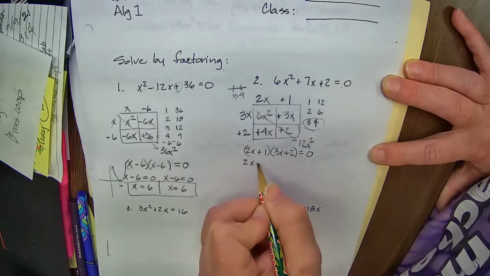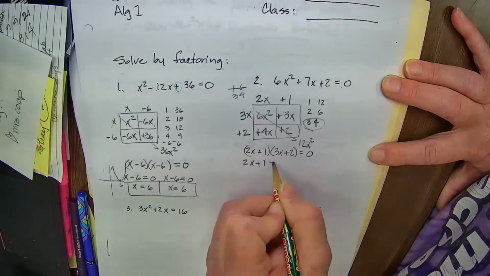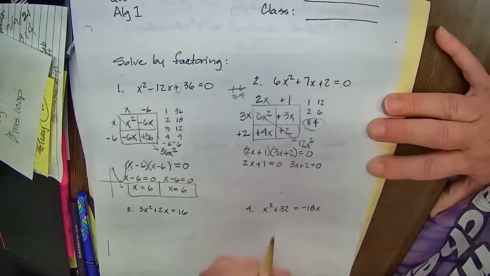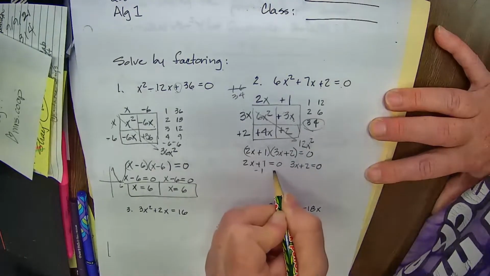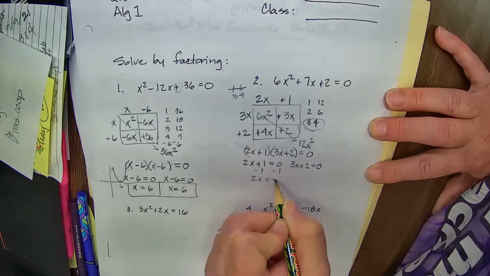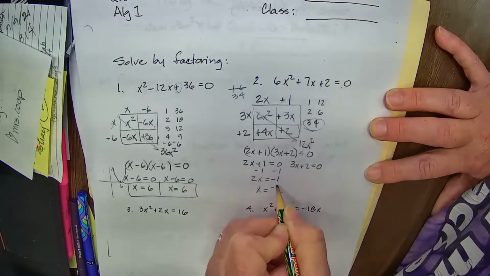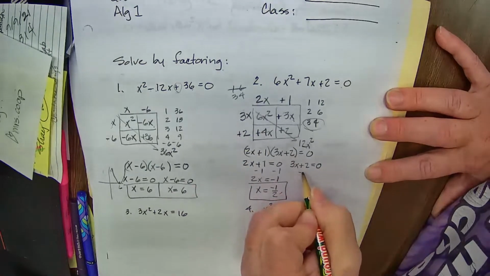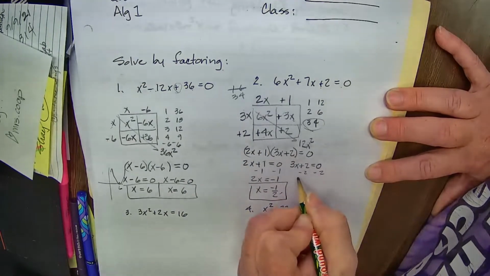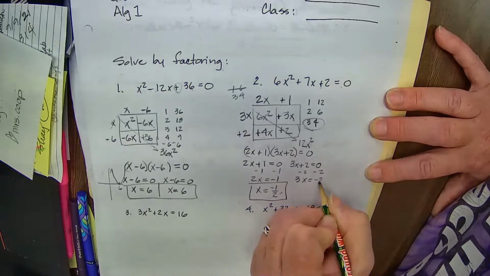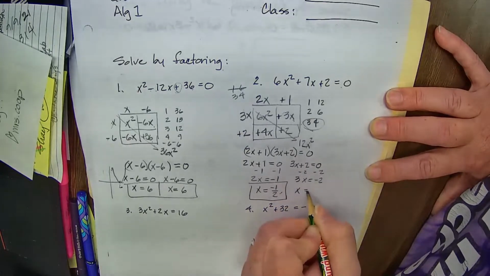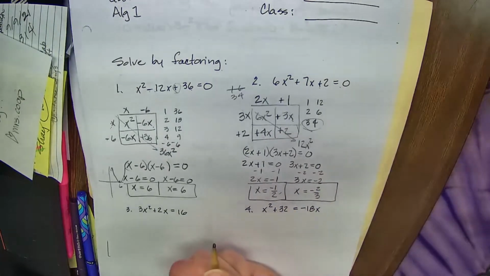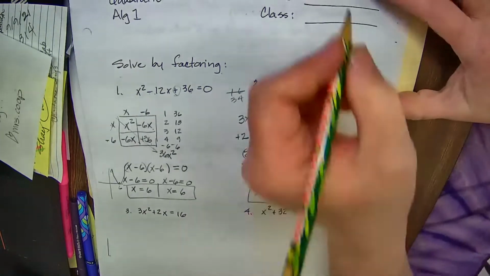Okay, set each factor equal to 0. Subtract 1. 2x equals negative 1, so x is negative 1/2. That's 1. Minus 2. 3x equals negative 2, so x equals negative 2/3. There are my two solutions.